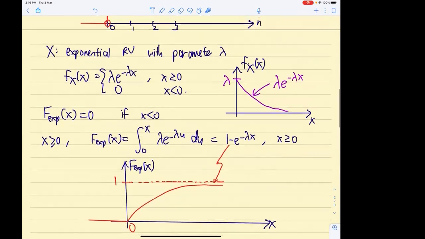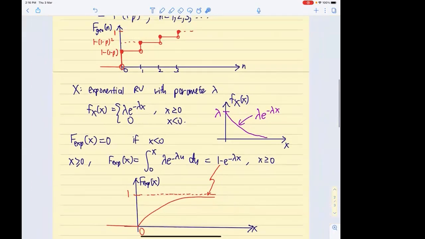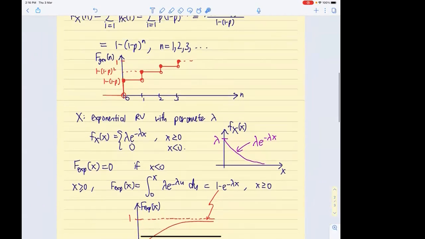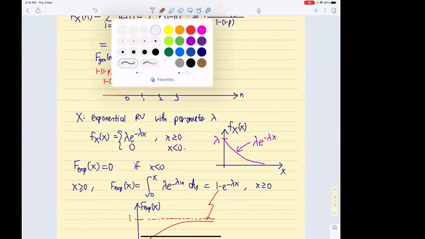As you can see, look at these two graphs here that are beautifully drawn. What happens here is, actually I drew this wrongly. Can I draw this again? We only jump up at one. I'm sorry, I'm also confused. Let me draw this a little bit better.